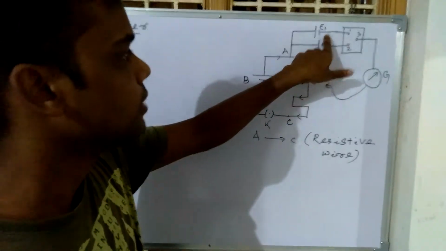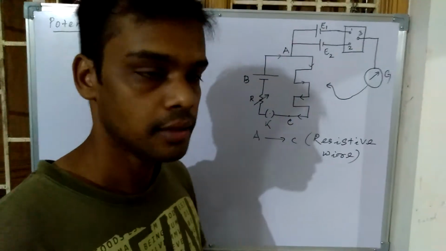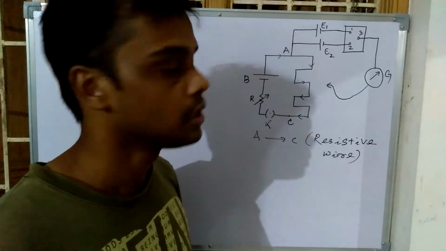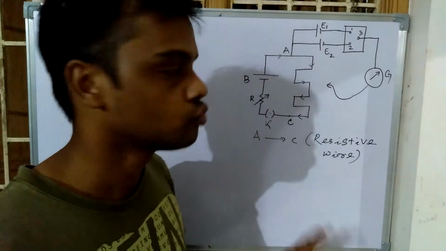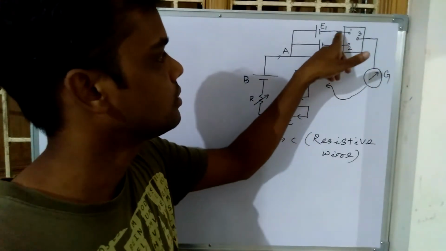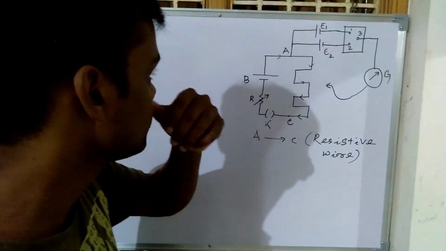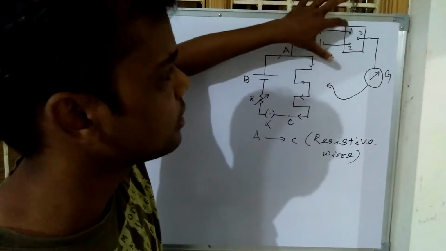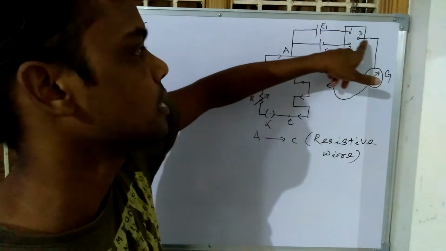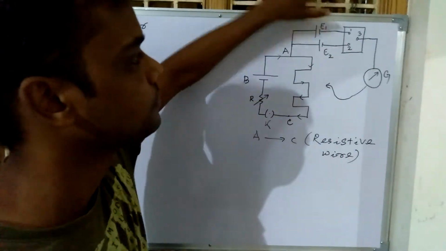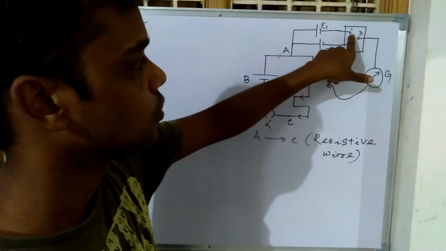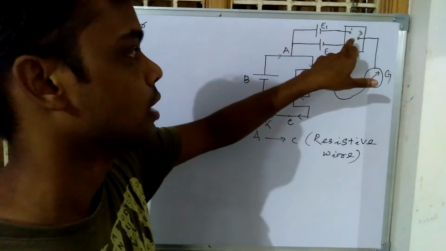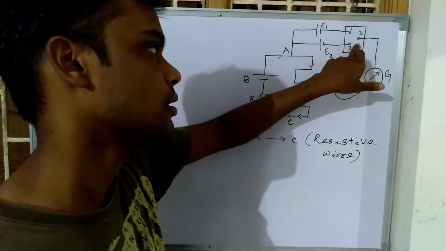Here E1 represents a cell having EMF E1. E2 represents a cell having EMF E2. And this is a three-way switch. What is a three-way switch? On this side there are two terminals, on the other side there is only one terminal. That means at a time we can connect only 1 to 3 or only 2 to 3.